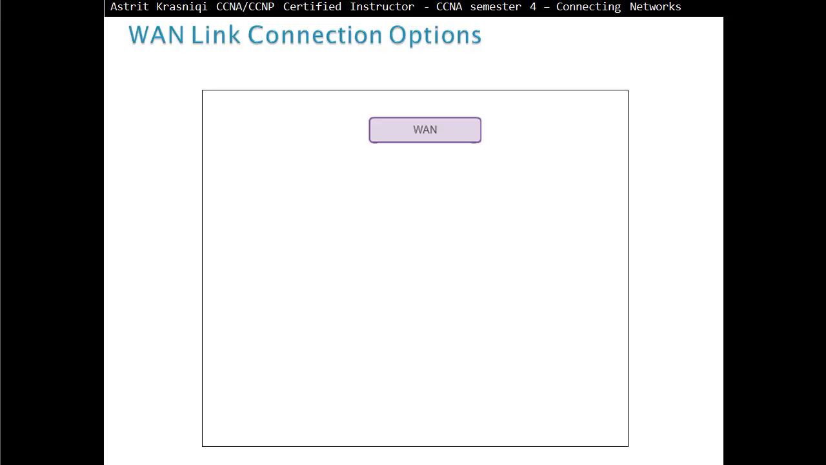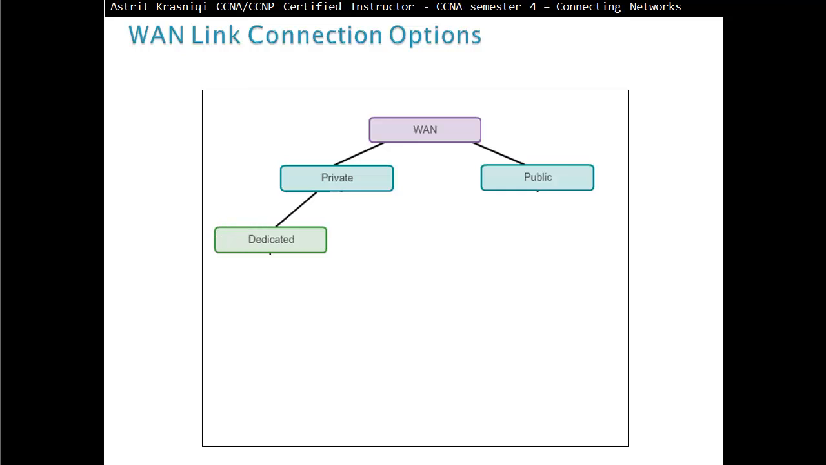So when we connect into the Wide Area Network, we have two options. We can connect privately to the Wide Area Network, or we can connect through the public to the Wide Area Network. If we choose the private connections, then we have an option to have a dedicated line, or we can have a switched line. If we choose to have a dedicated, these are leased lines. For example, we have T1, T3, or E1, E3 as they are known in Europe.